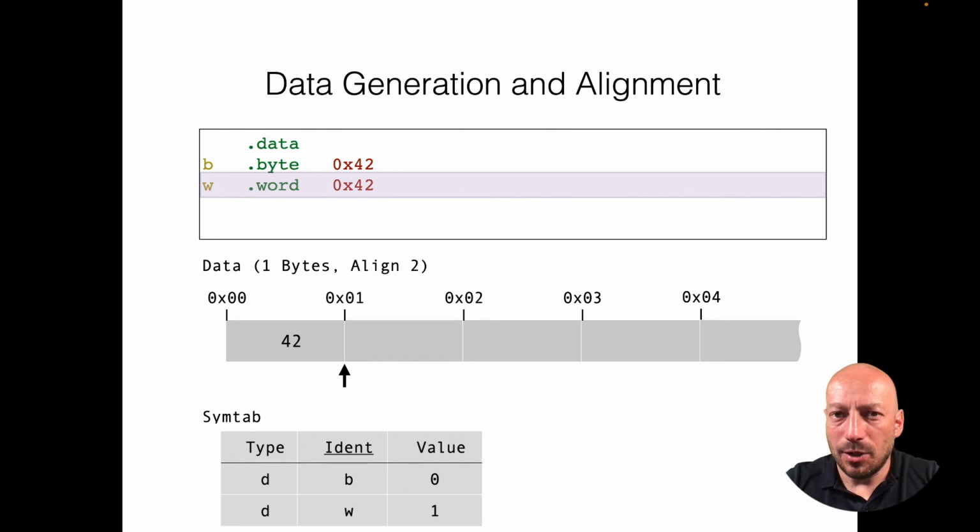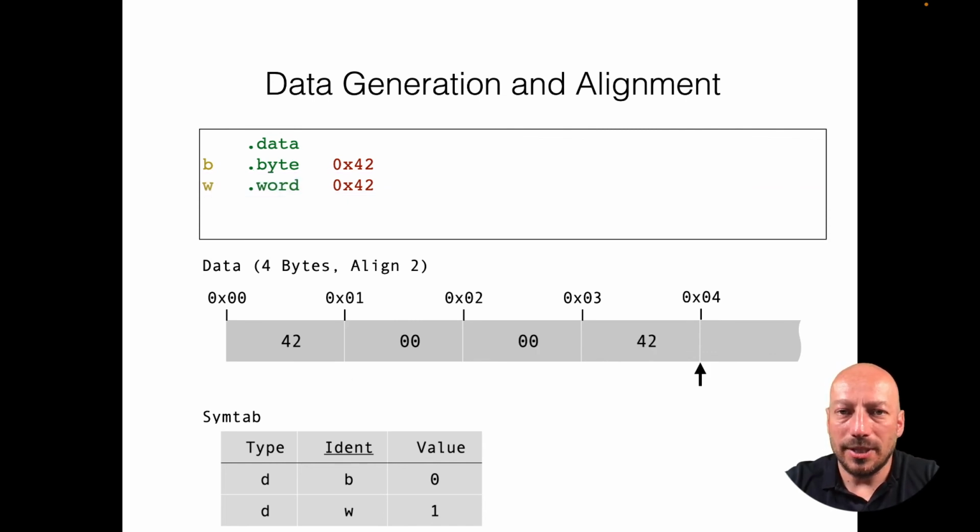However, the assembler knows that a word needs to be aligned to an address which is a multiple of 2, and because currently we are at address 1, it will insert a padding byte. So it will advance this counter first by 1 and then create 2 bytes with this value hex 42, 0 extended. And that means in the symbol table, this symbol W, which probably should point to this word, actually has address 1 in the data segment, but this word is stored at address 2 in the data segment. And that's probably not what you wanted.